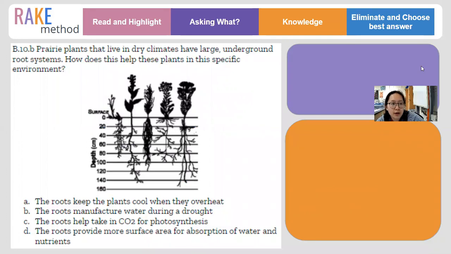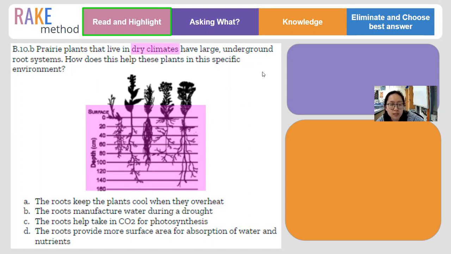Here's another question that we're going to try. So the first thing we're going to do is read and highlight. So prairie plants that live in dry climates have large underground root systems. How does this help these plants in this specific environment? So you're going to read through and highlight. So let me do that for y'all.